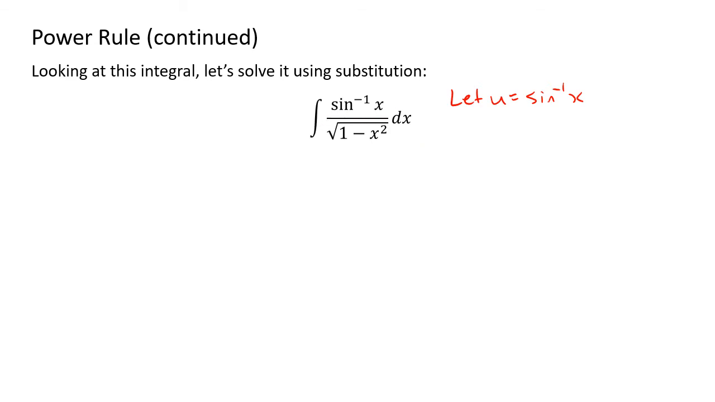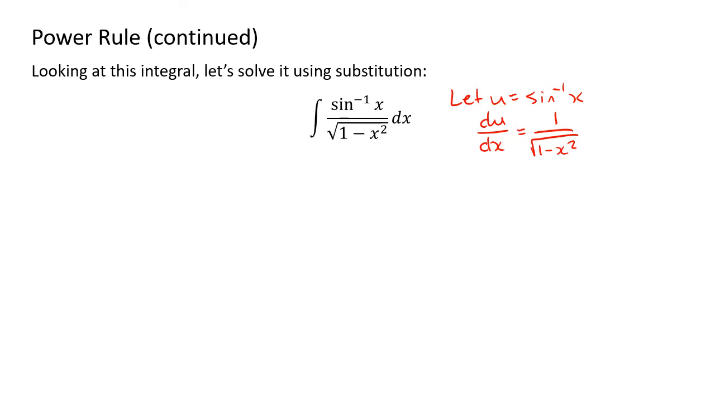The 1 over the square root of 1 minus x squared, times dx. So I'm going to take the derivative of this. We get du by dx, and the derivative of sine inverse of x is 1 over the square root of 1 minus x squared. So you can see we're close, but what we need is that dx function. So you can consider this piece like a fraction.